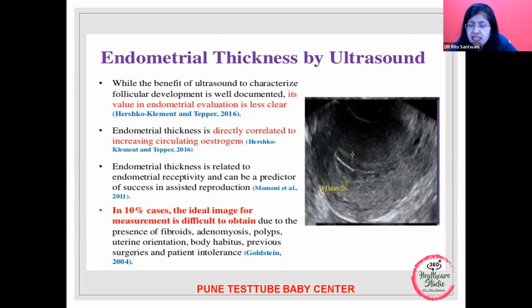Here in this diagram, we can see a good triple layer endometrium, because these days patients are so Google savvy. They always ask, ma'am, you are telling the endometrium thickness, what about whether it is triple layer or not? So in 10% of cases, the ideal image for measurement is difficult to obtain due to the presence of fibroids, adenomyosis, polyps, uterine orientation, body habitus, previous surgeries, and patient intolerance.